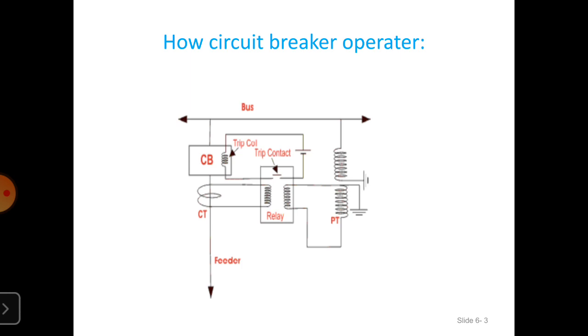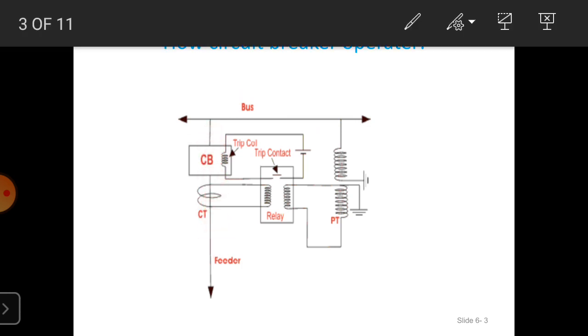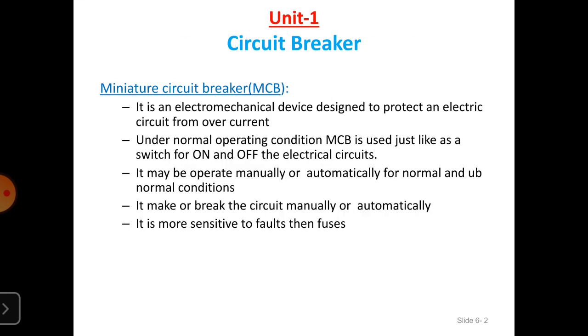Next, how is the circuit breaker operated? How will the circuit breaker be operated under abnormal conditions? That will be discussed using this figure. In this we are using the bus. This arrow mark line indicates the bus. To that bus we are connecting the feeder.